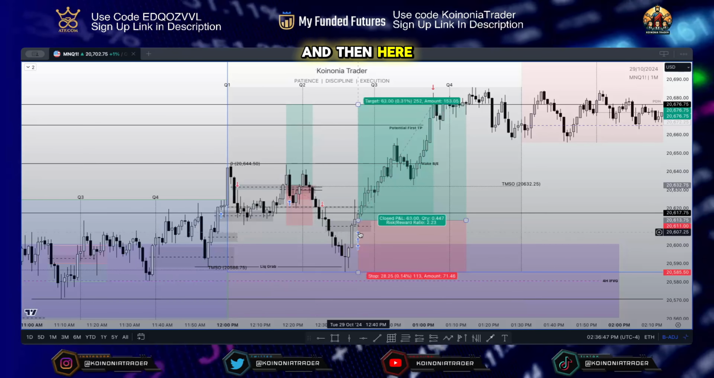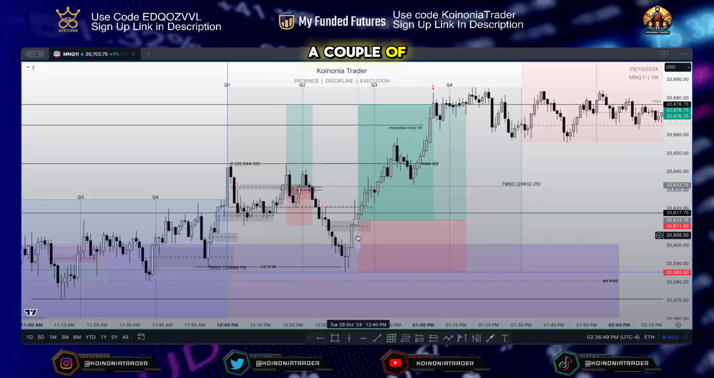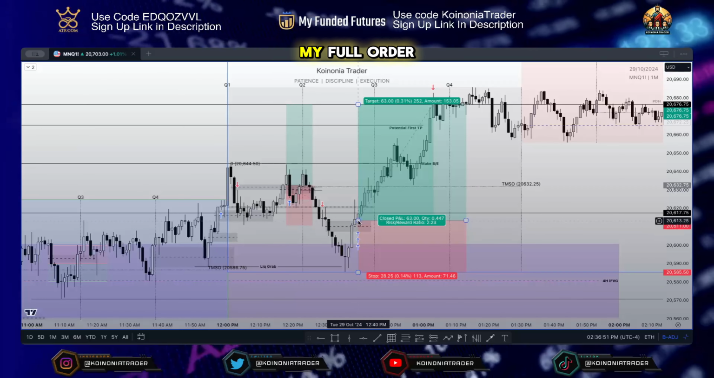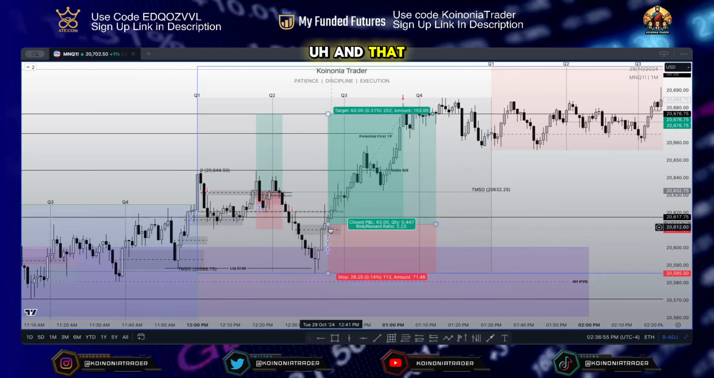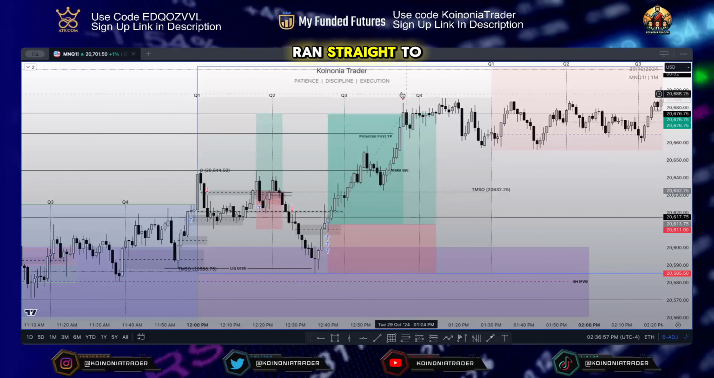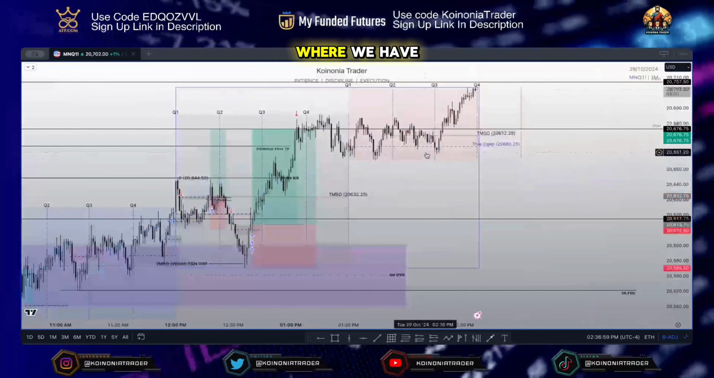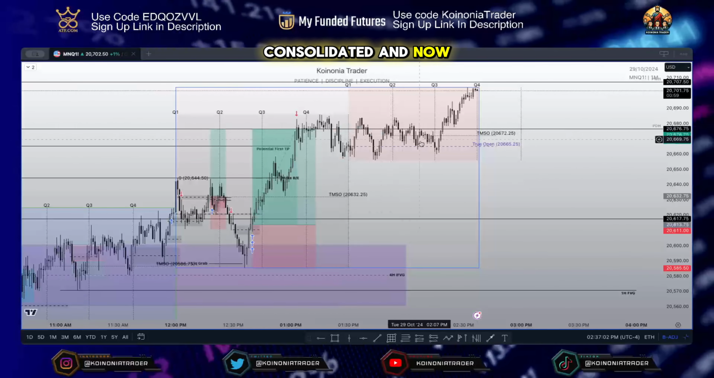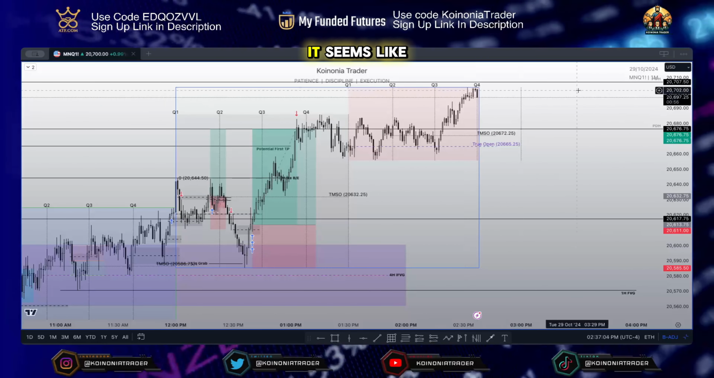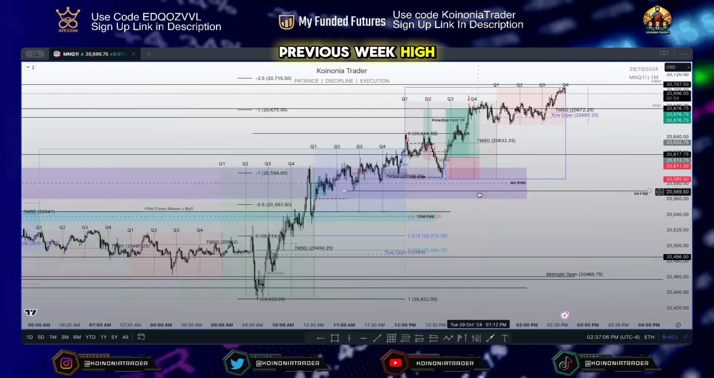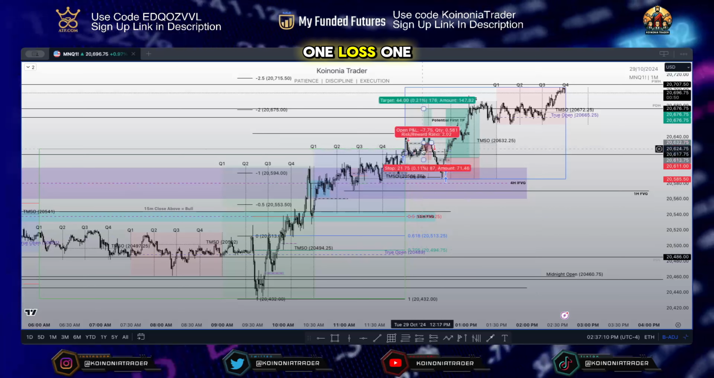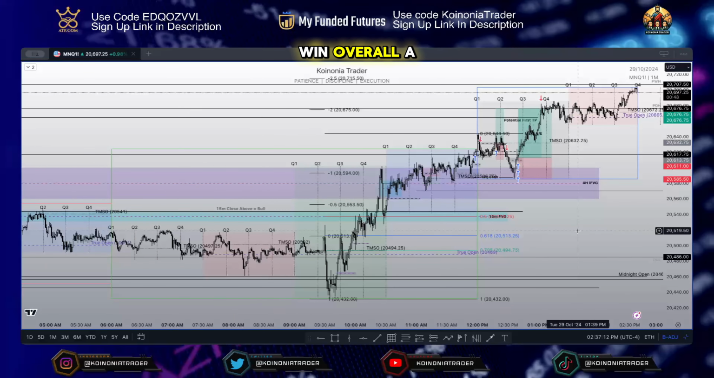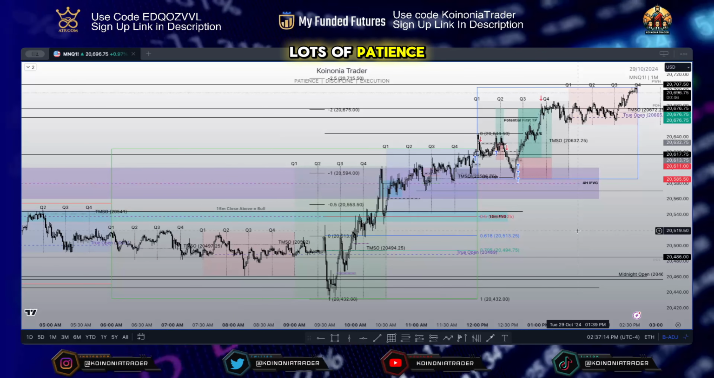And then here, it was just a couple of executions to be able to fill my full order because I limit ordered in. I didn't market in. And that, as you can see, ran straight to my take profit, where we have consolidated and now broken out of, and now it seems like we're going to hit previous week high. So 1 break even, 1 loss, 1 win. Overall, a great day. Lots of patience.